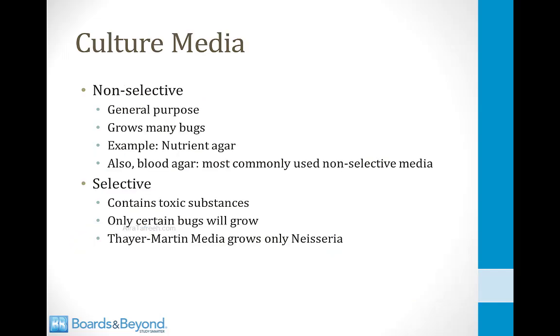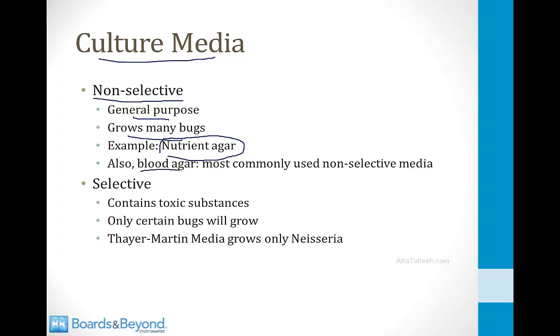So when we grow bacteria on specific types of agar and specific types of growth plates, we call that a culture media. And what we do is we modify the substances in the agar to select or to help certain types of bacteria grow. So some culture media and some growth plates are called non-selective, and these are general purpose. They grow basically all bacteria. And an example is nutrient agar. So nutrient agar just has lots of nutrients that lots of different bacteria will grow on.